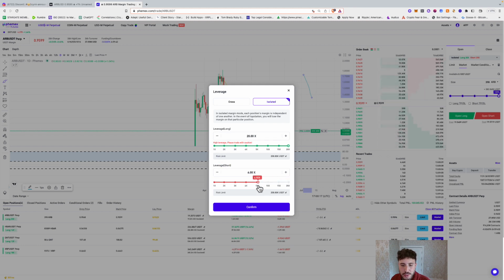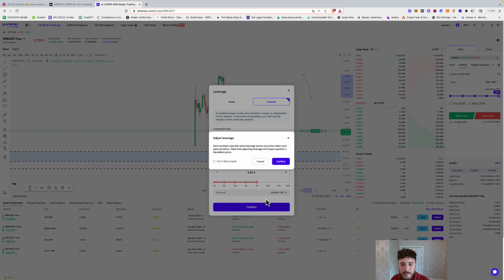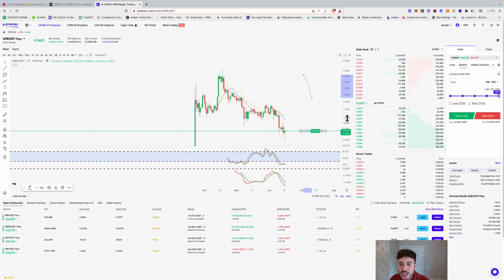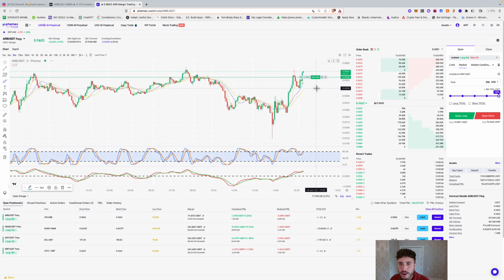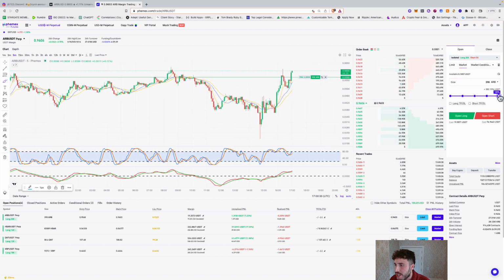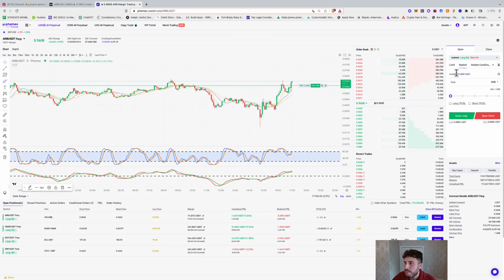So I could put this down to a 5x short, do confirm. And just in the event that I'm wrong, or I'm not as sure if it's going to go up, right? I could throw in a short position as well too. But I had went all the way in on this entry. So basically that's it. Then you can look at how much you're up.